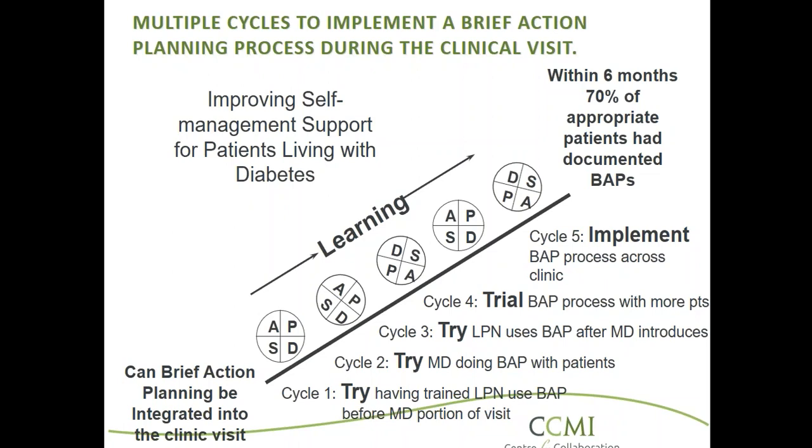So now they're at a point where they can say this brief action planning process of the doctor introducing the concept and the LPN following through doing a brief action plan is probably going to work with all of our patients. And so now they're ready to implement. And you'll see what happens is that what would typically be a 1 or 2 year planning process in typical healthcare planning, you might see that within 6 months, 70% of appropriate patients have documented brief action plans in their record. That's the kind of accelerated change that we're talking about when we talk about the model for improvement and using the PDSA technology.